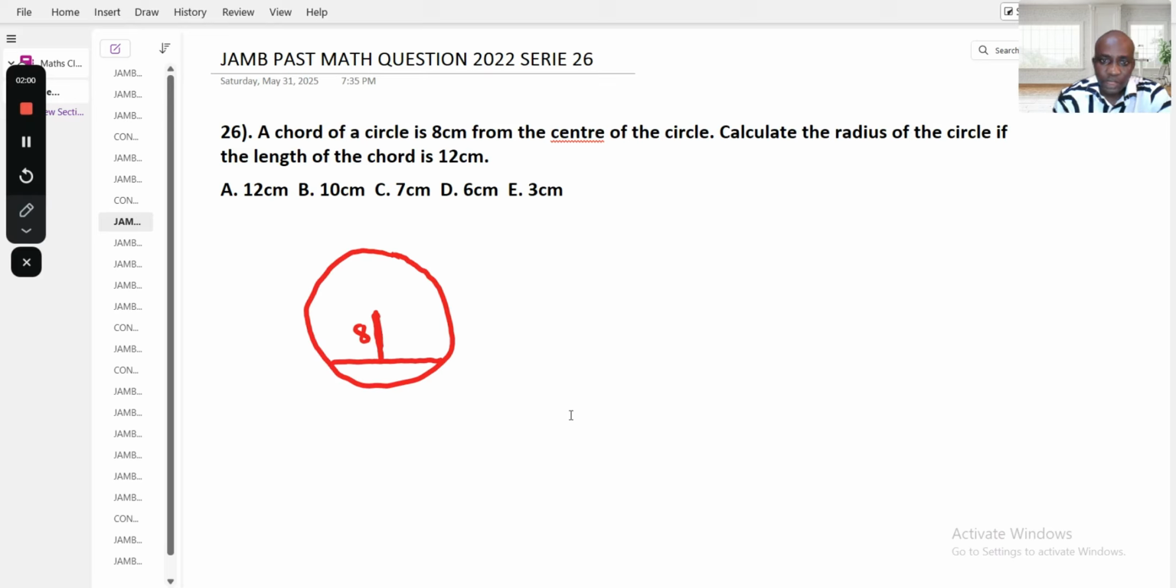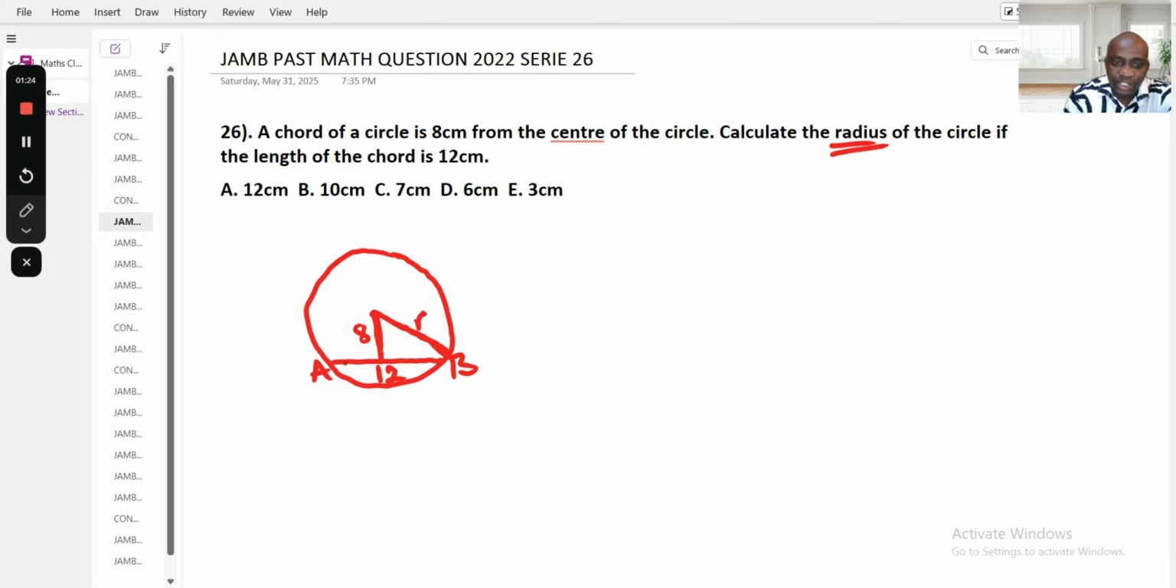Now the question said that we should calculate the radius. The length of the chord we were told is 12, isn't it? Let me call it A, B. From A to B is 12 centimeter length. And what is the radius? That's what the question says. Calculate the radius. Let's form the radius like this. From the center to one end is the radius, R.